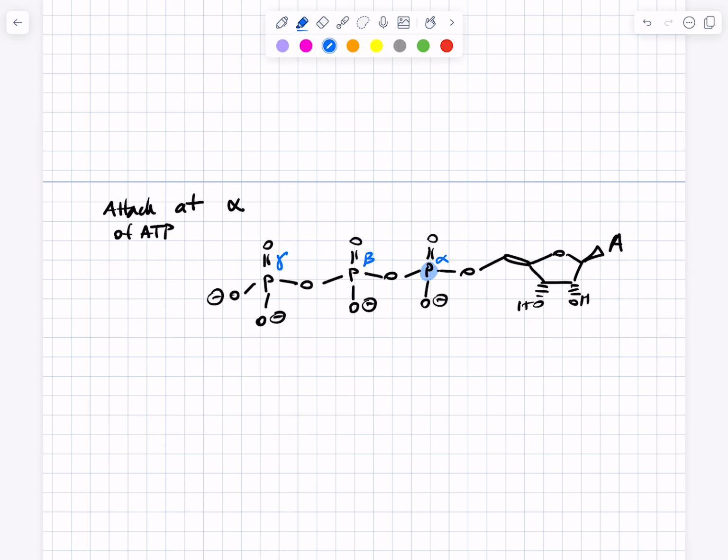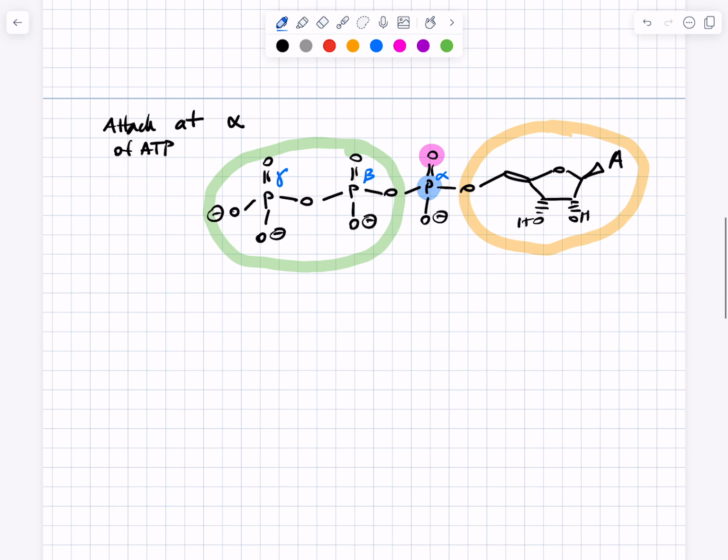If we attack the phosphoryl group alpha, then you have to choose, because that phosphorus is attached to two things. You've got to choose which side is going to be the leaving group. You've got two options. You could do this side, or you could do this side. Now let's just think that through for a little bit. If we did this one as the leaving group, the leaving group would look like this.